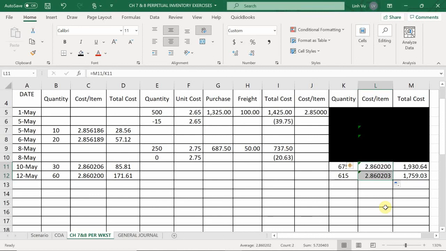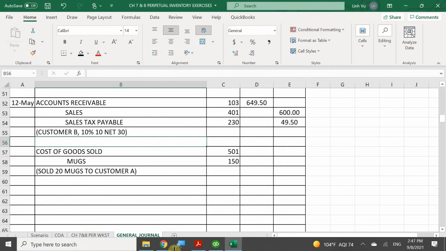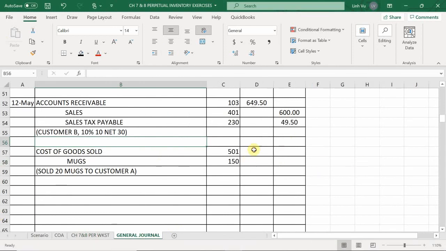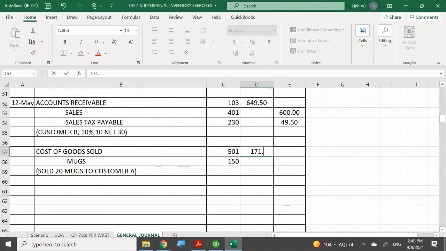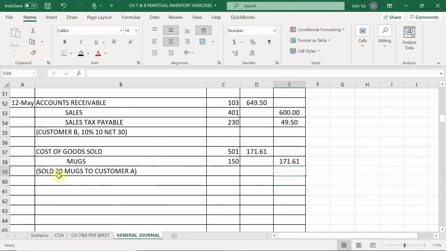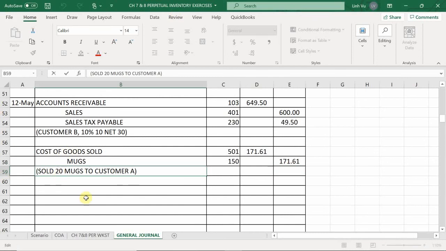All right. So here we have our cost of goods sold to be 171 and 61 cents. So let's plug that into my journal. 171.61. And we need to also say that we sold 60 mugs to customer B.